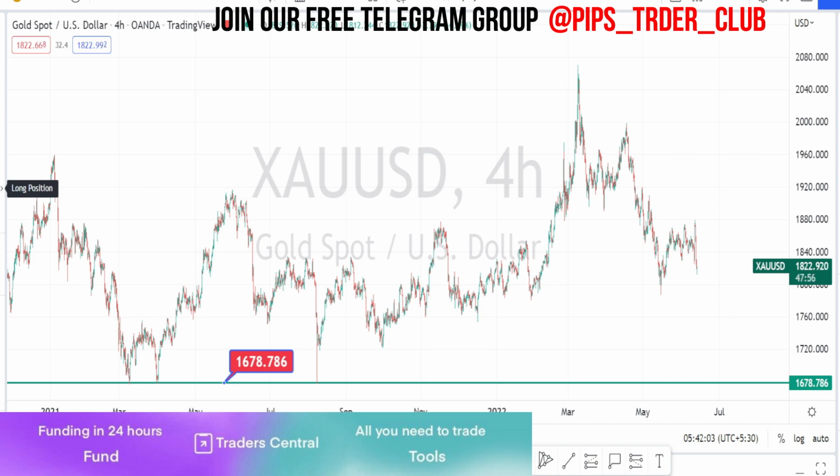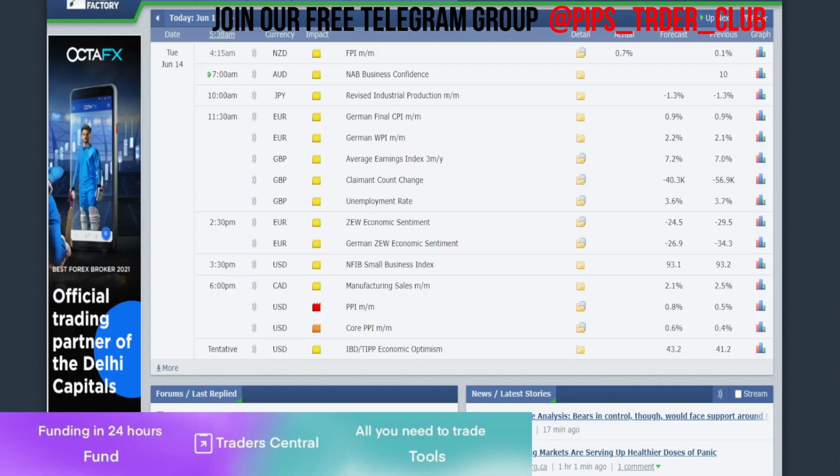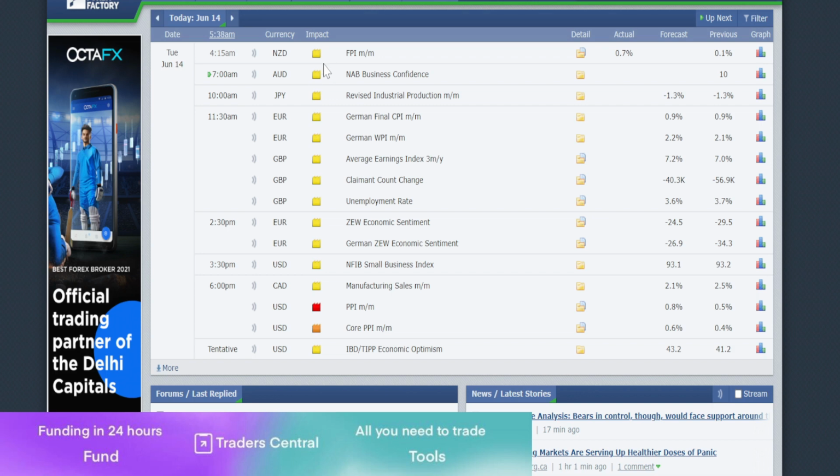So let us look at today's economic calendar. Today is Tuesday, June 14th. We have lots of low impacting news planned today. And when we look at the high impacting news at 6 p.m., we have US dollar related currency pairs which has a high impacting news. Again we have medium impacting news for US dollar coming at the same time. So plan your trade entry and exit based on this economic calendar schedules.